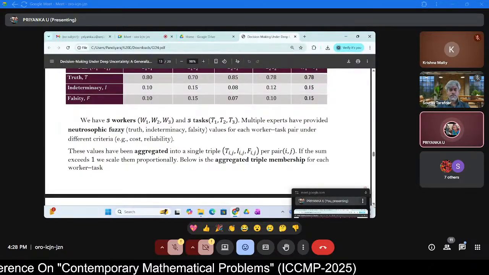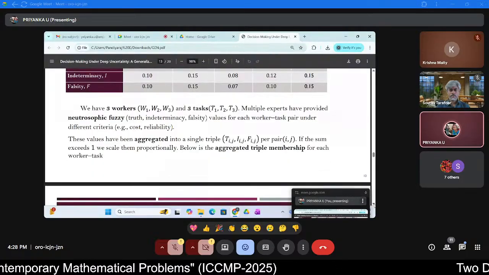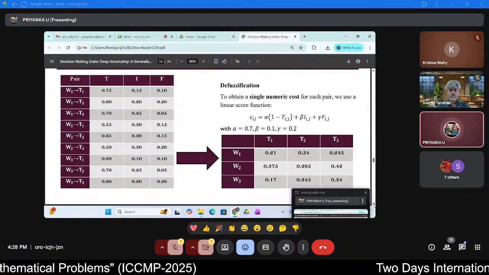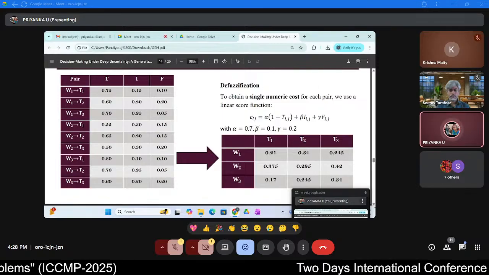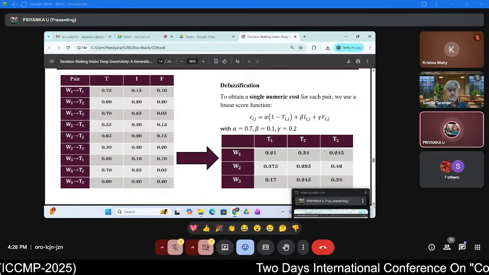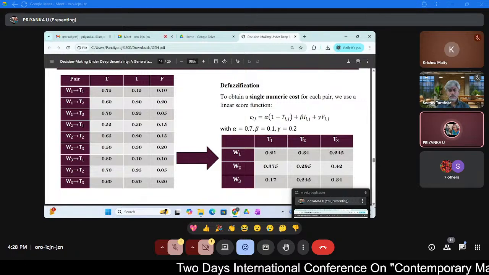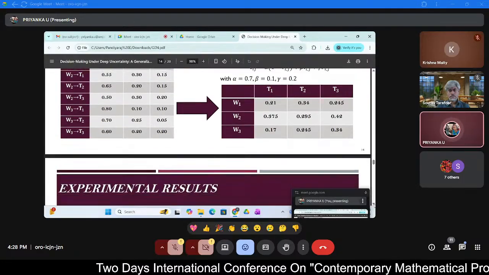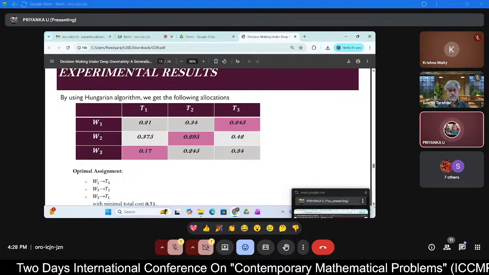To use these values in optimization, we convert all triples into one numeric cost through the defuzzification step. We use a simple weighted scoring function that penalizes lack of truth, uncertainty, and falsity with the weights 0.7, 0.1, and 0.2 respectively. This gives us a single cost value for each worker-task assignment. Within this cost matrix, we can then apply the Hungarian algorithm to identify the optimal assignment.